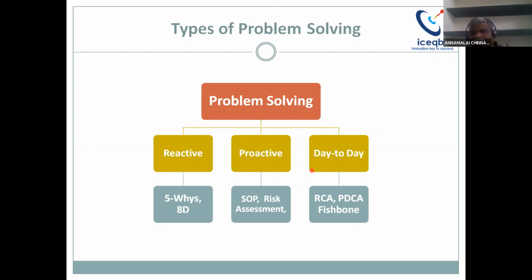The third one is about day to day. Again, small improvements may happen. We may find that some problems are there, some small defects or some small issues are coming. Then we do the RCA, meaning root cause analysis, and PDCA, meaning plan, do, check, act. This type of small activity we do for small improvement, we call day-to-day problem solving. So in our regular work life, we'll be doing any of these problem solving activities.